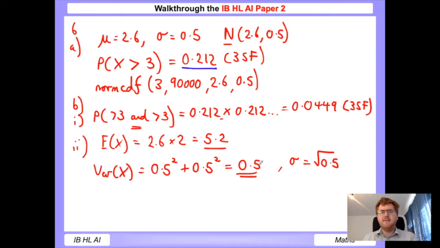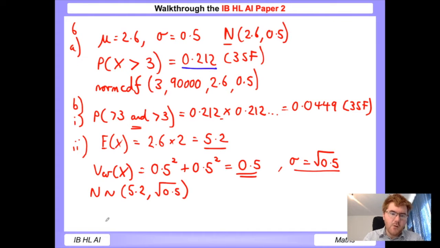So this is something to be very careful about between the expected value and the variance. They work in a slightly different way. Once we've got this, then we can just work it out in the normal way. So our normal distribution now is going to be 5.2, but notice our standard deviation is the square root of 0.5, so we need to be a little bit more careful. We're still going to use norm CDF in the same way that we did before.